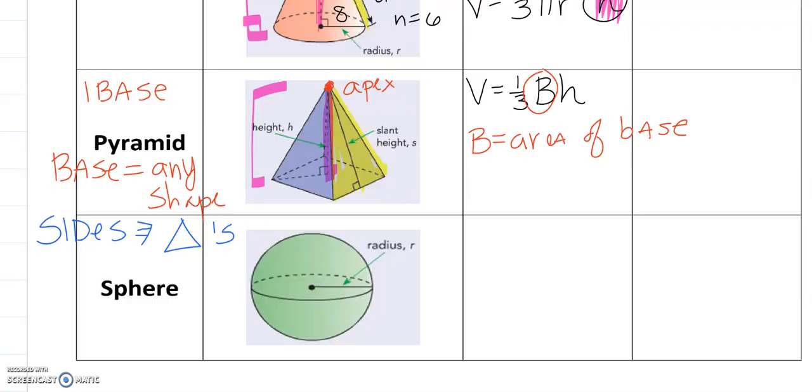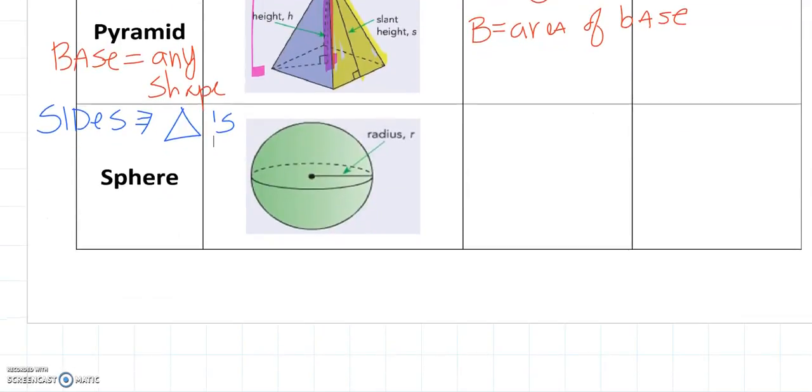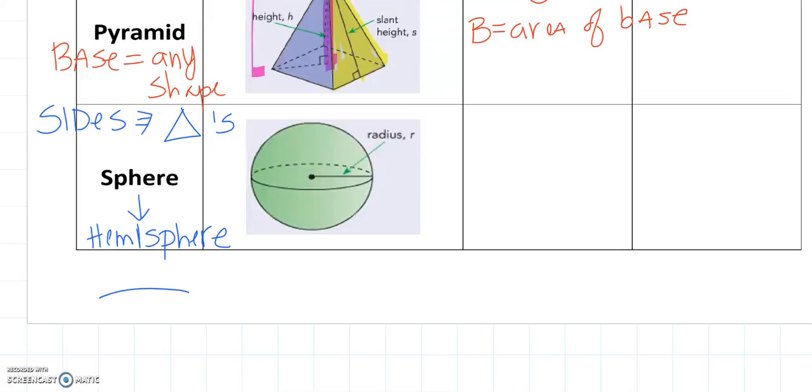Now, the last thing that you have to know the volume of is a sphere. So, like the Earth or a basketball, something like that would be a sphere. Now, you also have situations where they give you a hemisphere. Just like the northern and southern hemisphere, a hemisphere is half of a sphere. So imagine doing half of a sphere. So you do half the volume of a sphere to get the hemisphere's volume, or half the surface area of a sphere to get the hemisphere's surface area.